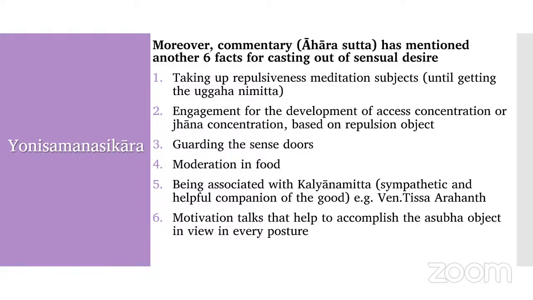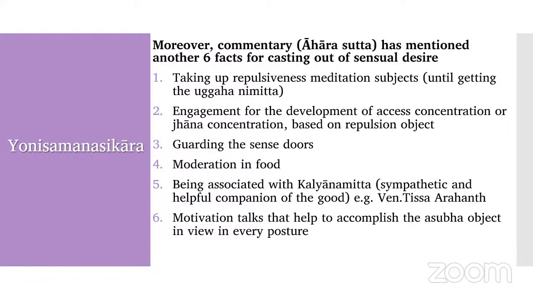It has mentioned another six things. Another 6 things means apart from the unattractive object, you have another 6 things for casting out sensual desire. So what are they? Just keep in mind. That's very good: the taking up of the repulsiveness meditation subject until getting the Uggha Nimitta, right? Uggha Nimitta means learning sign.